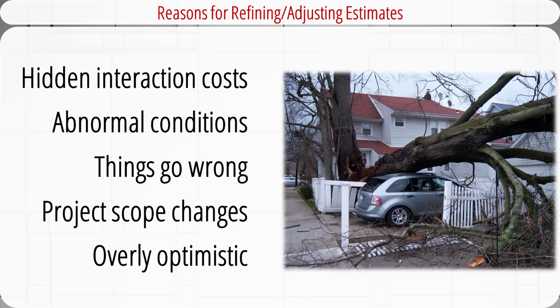Even with the best estimating efforts, it may be necessary to revise time and cost estimates based on relevant information prior to establishing a baseline schedule and budget. There could be multiple reasons for adjusting the estimates. First, we assume that each task is to be done independently when we do the estimation. But in reality, there could be hidden interaction costs that are not counted toward the estimates.